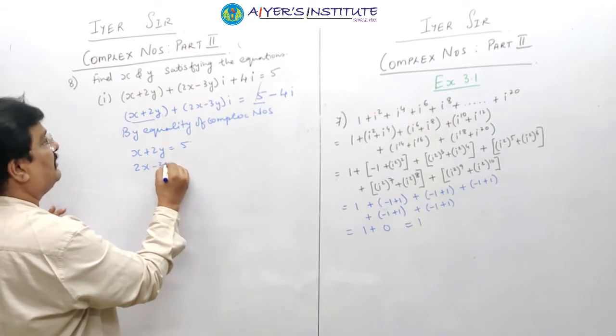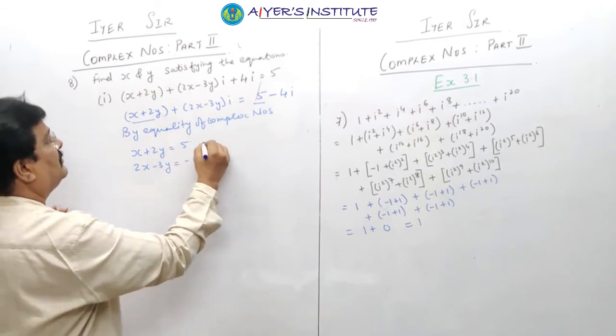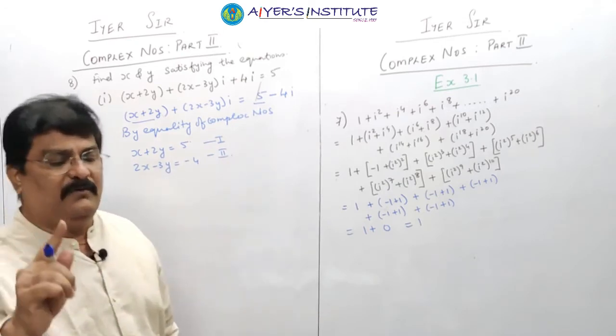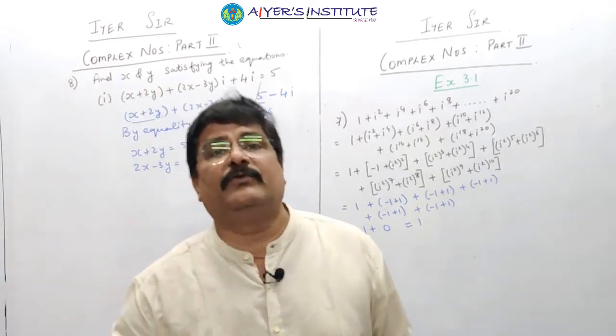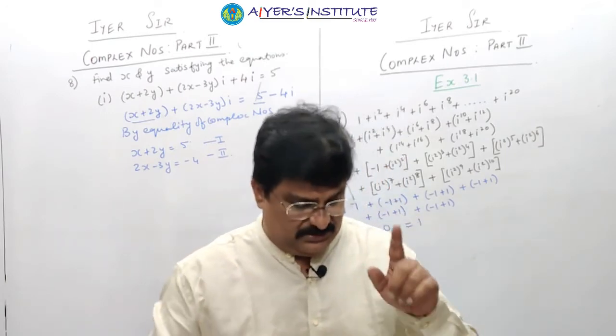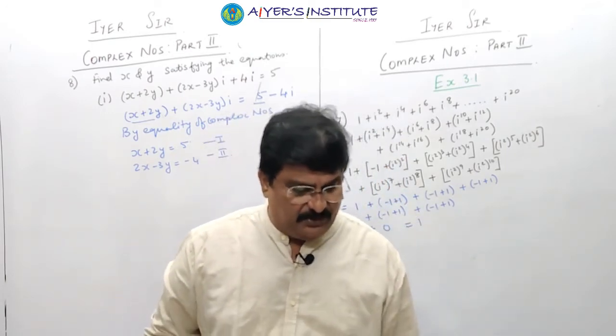2x minus 3y is equal to -4. So this is the first equation, this is the second equation. Your homework is to solve this to find the value of x and y. Check if you're getting the answers. If you're not, send it to me. I will help you to solve it.